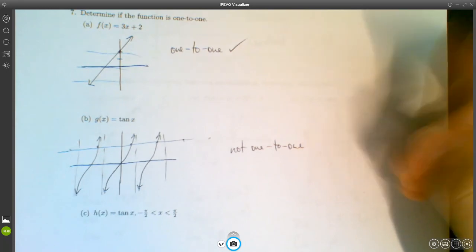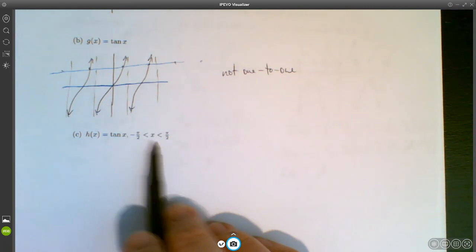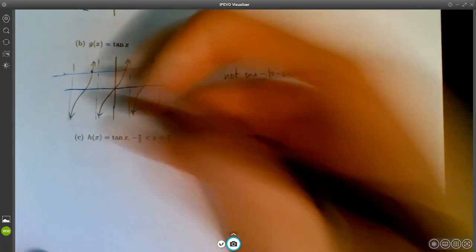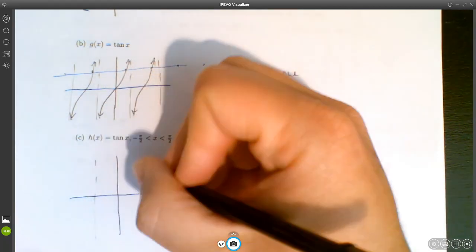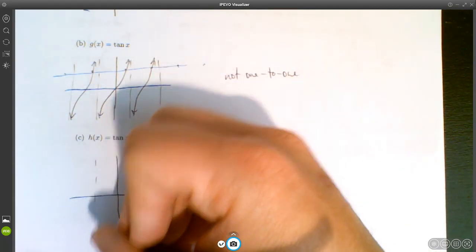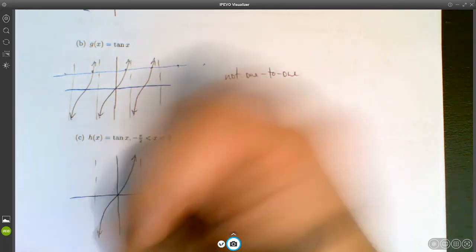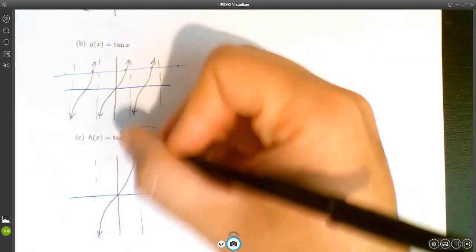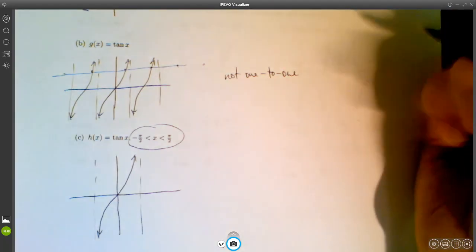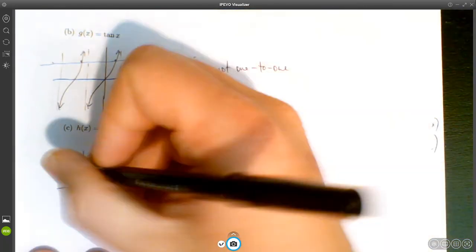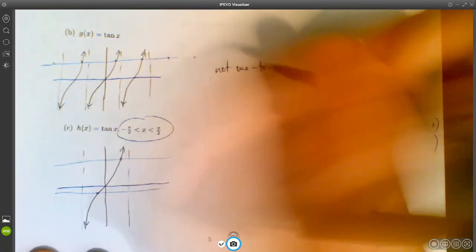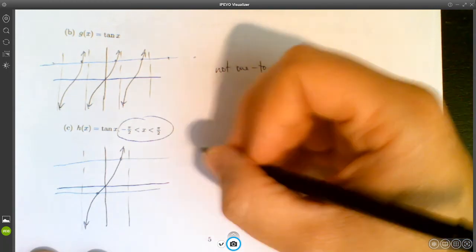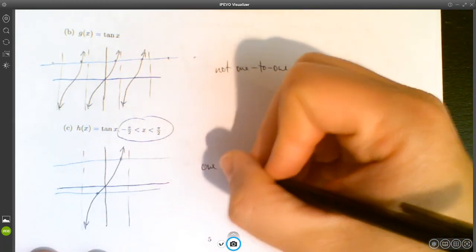Okay? But what if you restrict the domain of tangent? What if you look at tangent x, but you only restrict your attention so that x is between negative pi over 2 and pi over 2? That's where you have asymptotes, right? Well, so then you get this picture. And it doesn't repeat anywhere because we've restricted our attention. Is this function one-to-one? And the answer is yes, right? Now it's only going to hit in one location. Draw any horizontal line you like, it's only going to hit in one location. So this is one-to-one now.